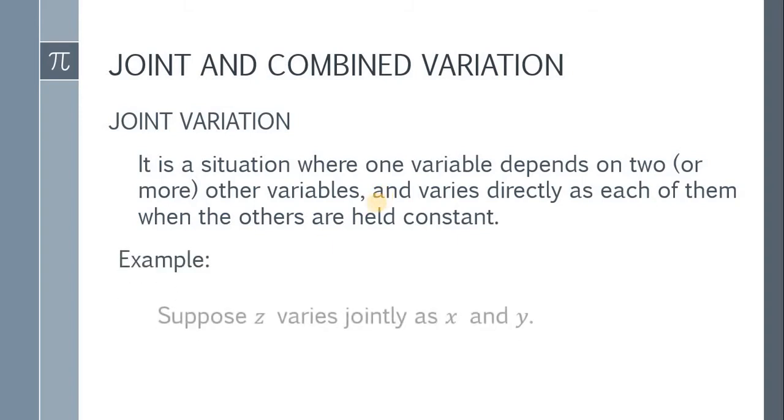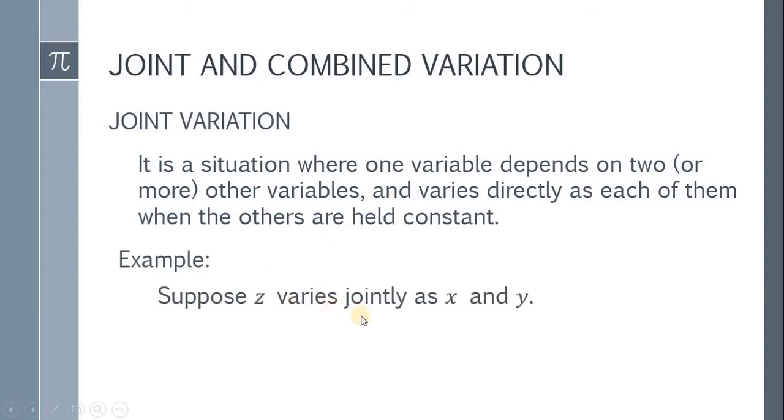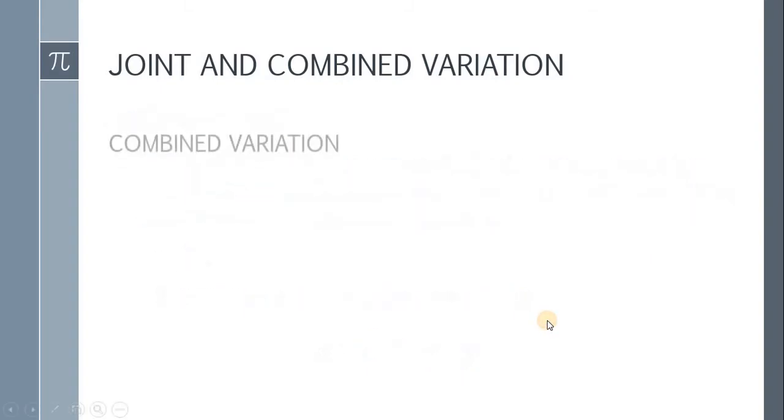Now, for example, suppose that z varies jointly as x and y. So yung ating variation equation looks like this. So we have z is equal to, and then pa rin yung ating constant of variation, so we have k times x times y.